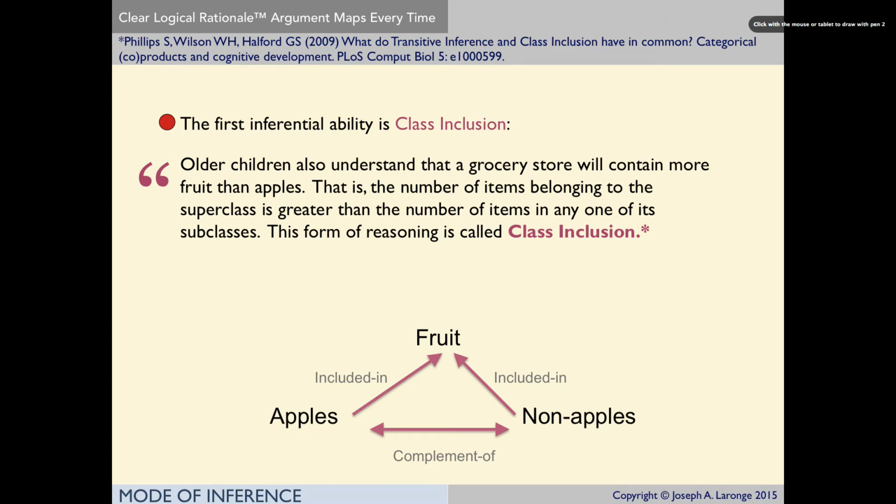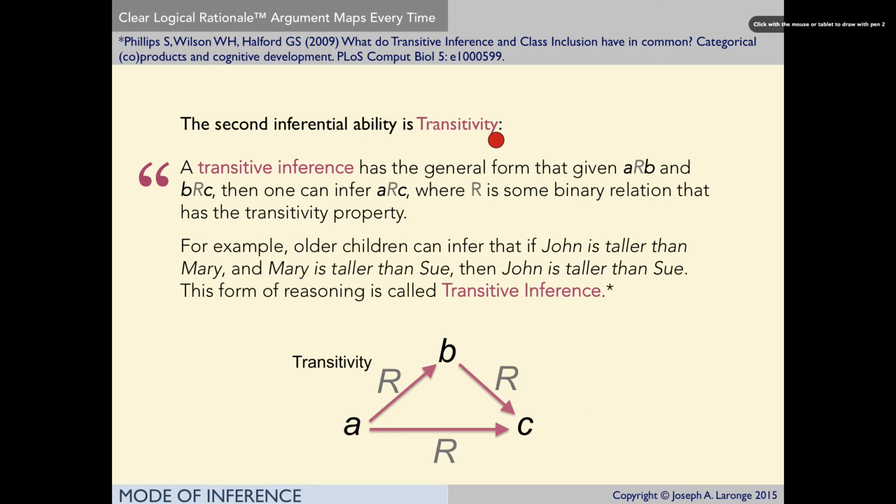The first one is class inclusion. You might think of it as categorization. For example, older children also understand that a grocery store will contain more fruit than apples. That is, the number of items belonging to the superclass is greater than the number of items in any one of its subclasses. This form of reasoning is called class inclusion, or categorization. So we know that apples belong to, or are a member of, the category fruit. So this idea of class inclusion or membership is one of the key inferential abilities that supports the functioning of the logic bridge. Remember, you don't have to remember these cognitive details.